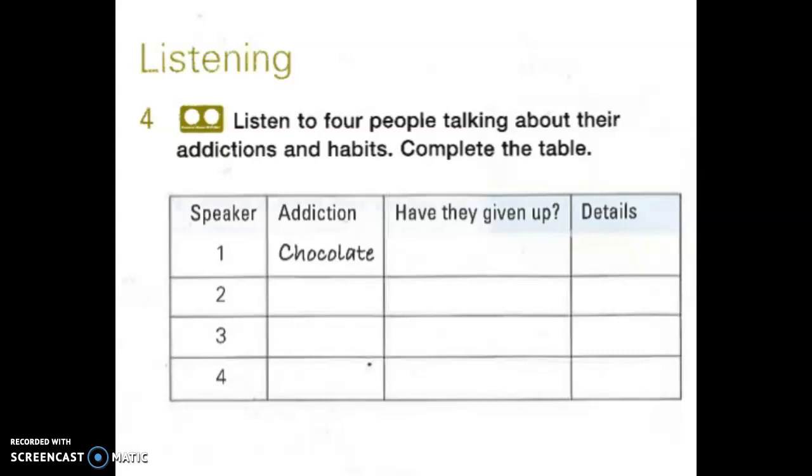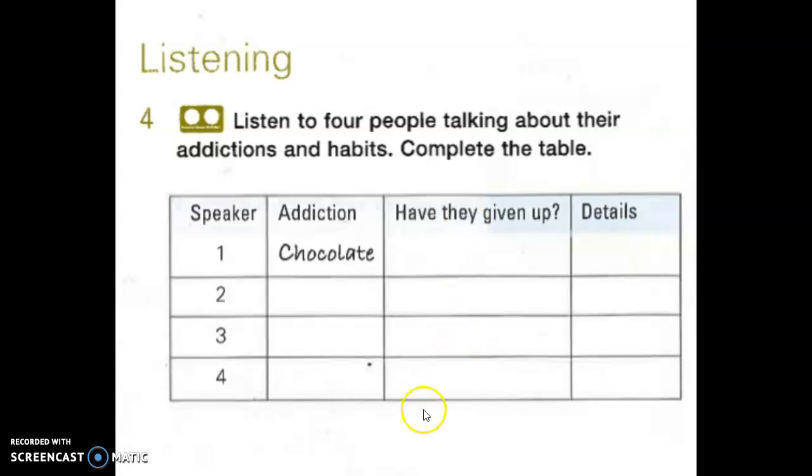Nice little chart. I would say there's 4 people talking. First time they listen, I'd get them to fill in the first 2 columns. So what is the addiction? And have they given up? Just keep the task nice and simple. So play all 4 all the way through.